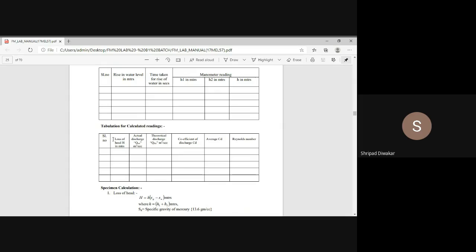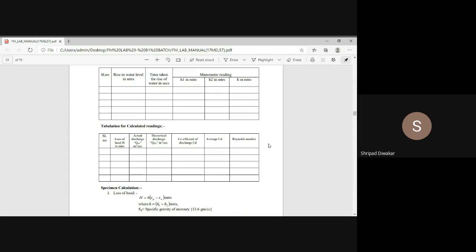Note down 7 columns: serial number, loss of head represented by capital H, actual discharge Q actual, theoretical discharge Q theoretical, coefficient of discharge, and average CD. Suppose you have 3 readings, you have to take the average of the 3 calculated values. Suppose you get 0.8, 0.9, 0.7; you take the average of these 3 readings, that is the average CD. Then the Reynolds number you have to calculate for each individual reading.